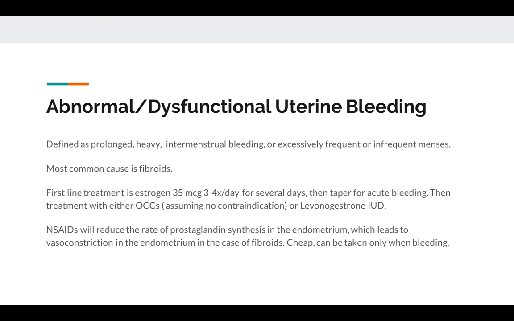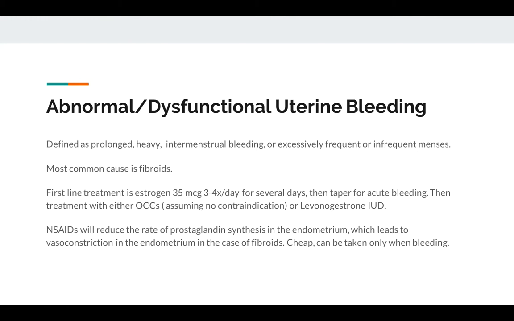Anytime the period is prolonged, heavy, or there's bleeding between cycles, or you have excessively frequent or infrequent menses, that can be defined as abnormal or dysfunctional uterine bleeding. The most common cause of this is fibroids, but there are many, many causes of this.